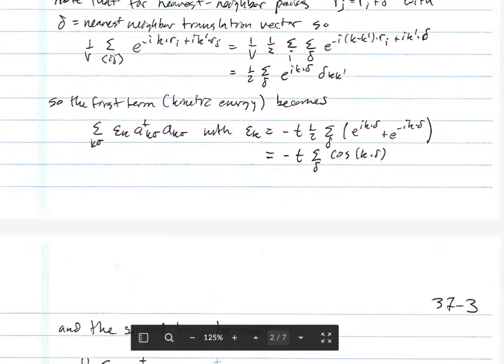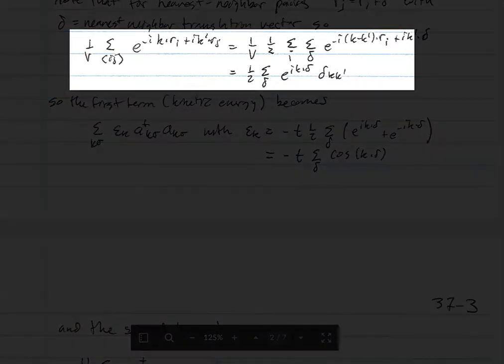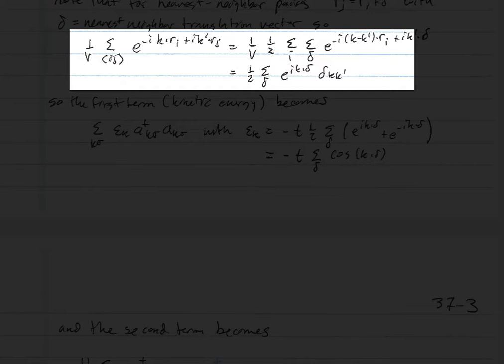What we're going to see is that 1 over V sum over ij e to the minus i k dot Ri plus i k prime dot Rj is equal to 1 over V times a half the sum over i sum over delta e to the minus i (k minus k prime) dot Ri plus i k prime dot delta.